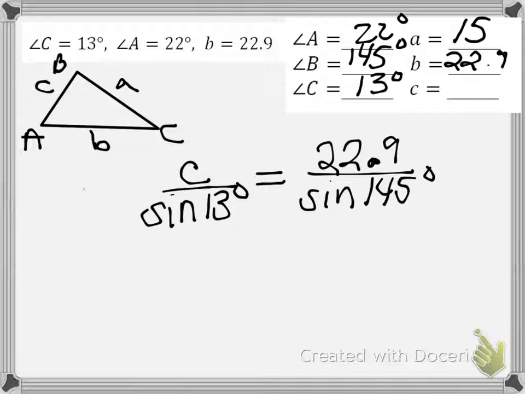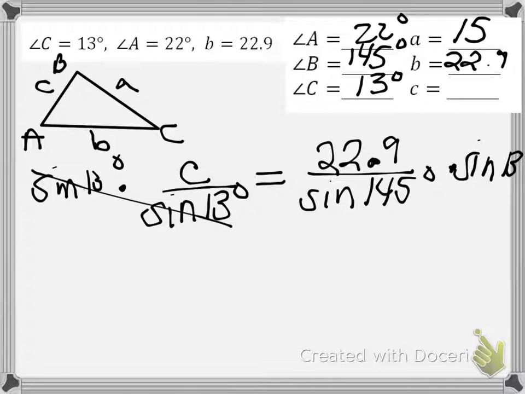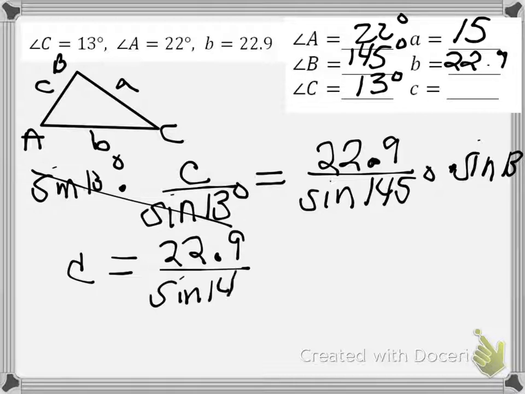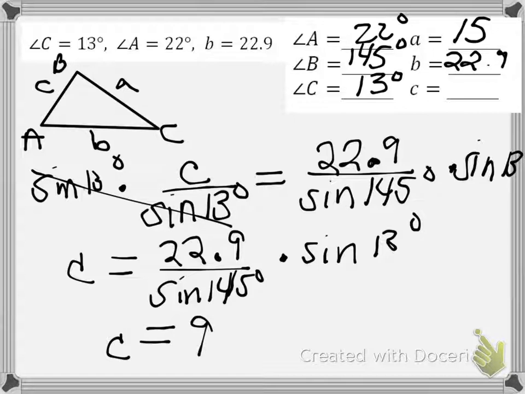In order to get side C by itself, I simply multiply both sides by the denominator that I'm trying to get rid of on that side. Whatever I do to one side, I have to do to the other side. My reason for doing this is so that these two can cancel out. That will leave me with C equals 22.9 divided by sine of 145 degrees. Make sure your calculator's in degrees. Times sine of 13 degrees. I plug that into my calculator and I find that C equals 9. And we have solved the triangle.